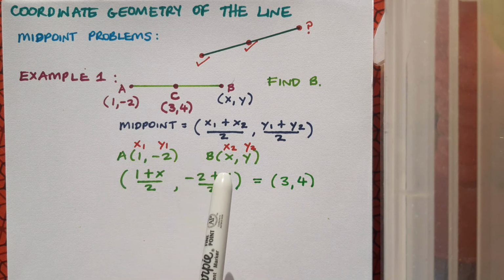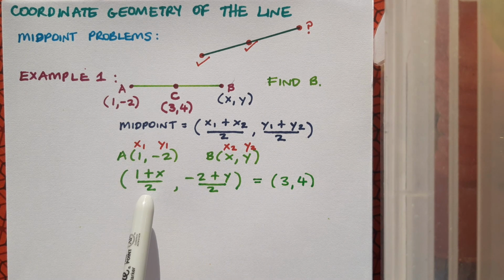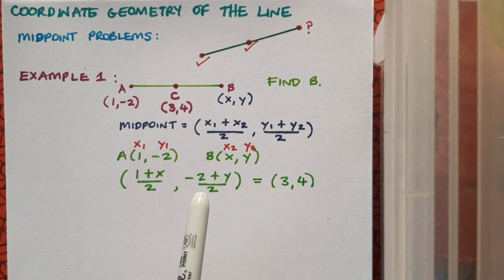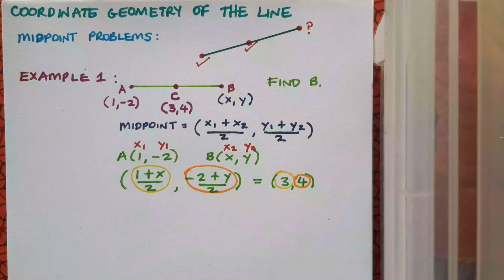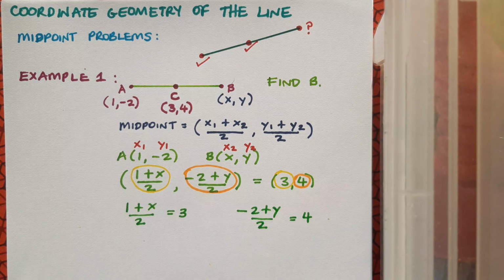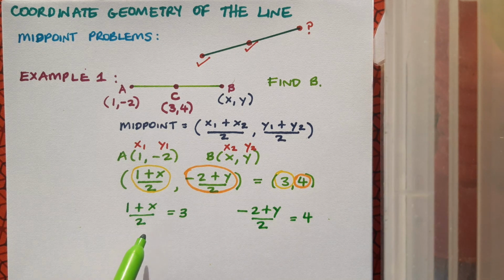So I can split the solution up into 2 bits. I can look at the first component and let it equal 3, and the second component equal 4. And I'll write those 2 things down then as 2 separate equations. And then all I have to do to find B is just solve this equation for x and this equation for y. Pause the video here now yourself and see, can you do that?